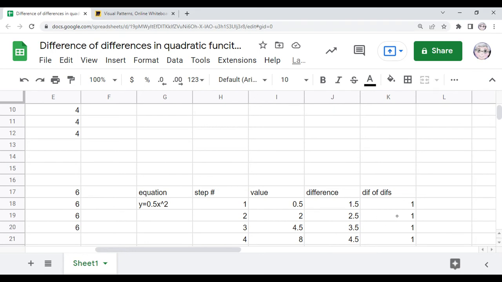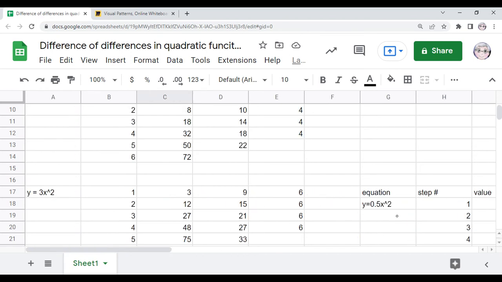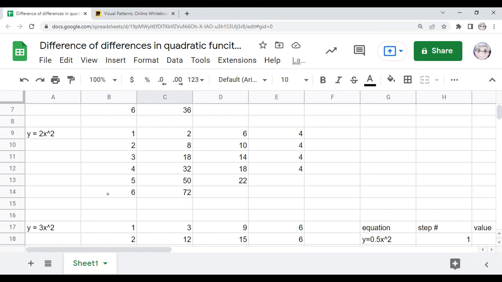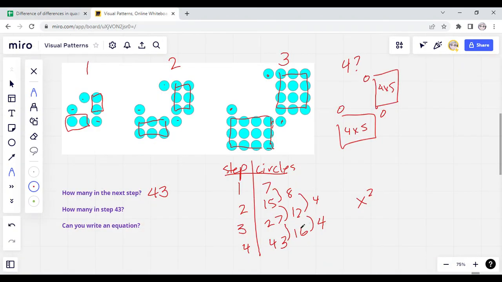So whatever number you get in this difference of the differences, divide that by 2 and you will get the coefficient of your x squared term. And this can be really helpful in trying to write an equation. So since we got 4 for our difference of our differences, we know it's going to be a 2x squared. So that's a handy thing to know. So we've got 2x squared.